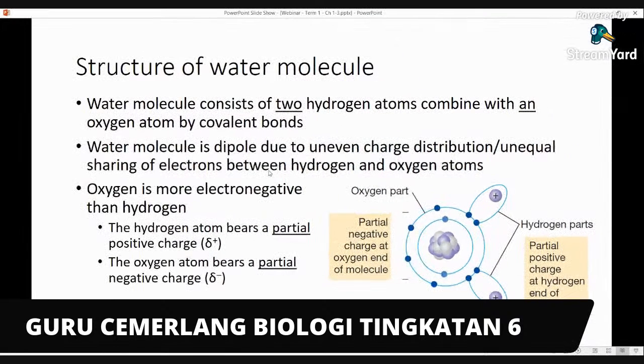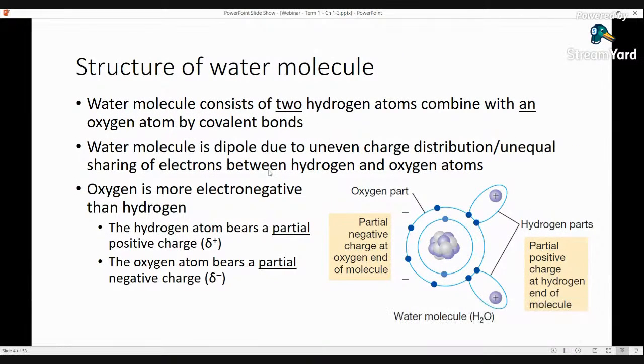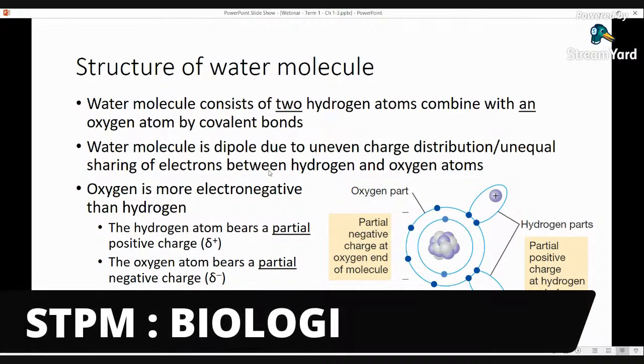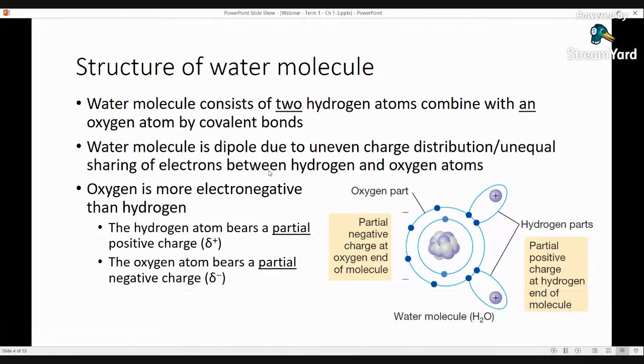Let us see the structure of water molecules. This is the first subtopic in Chapter 1. Normally students just ignore it because it is the first subtopic they study, and it is quite simple for them. They say this is just a water molecule. Let me show how to answer or write the structure of water molecule at STPM level.